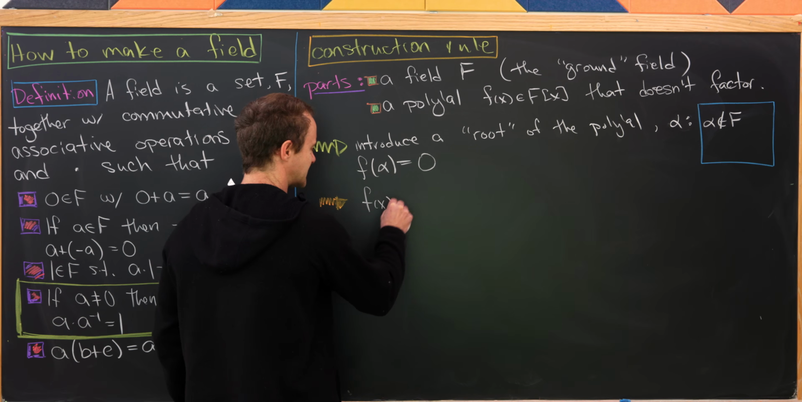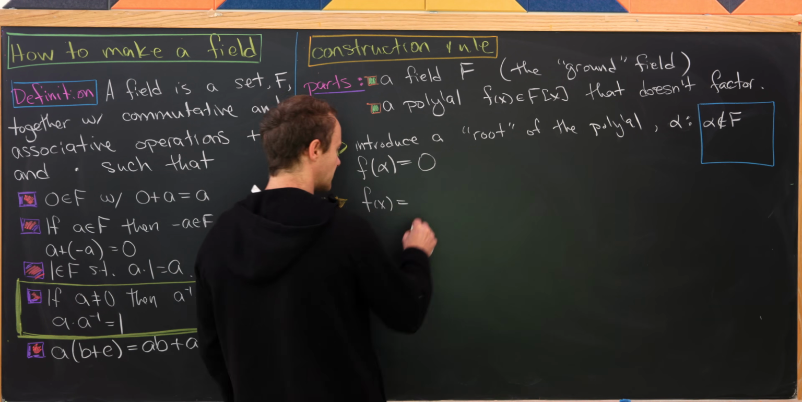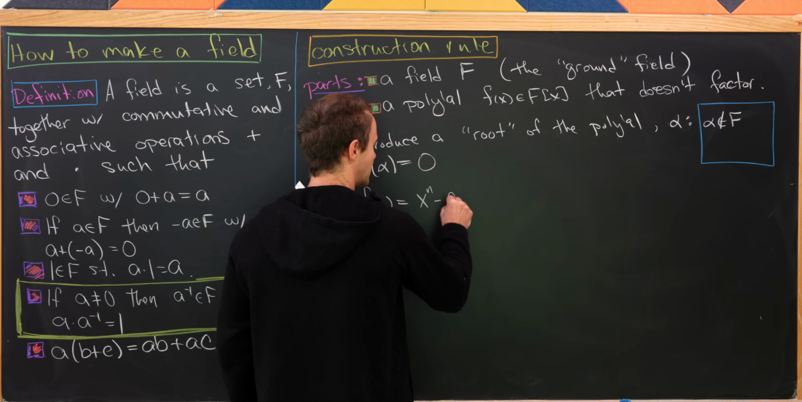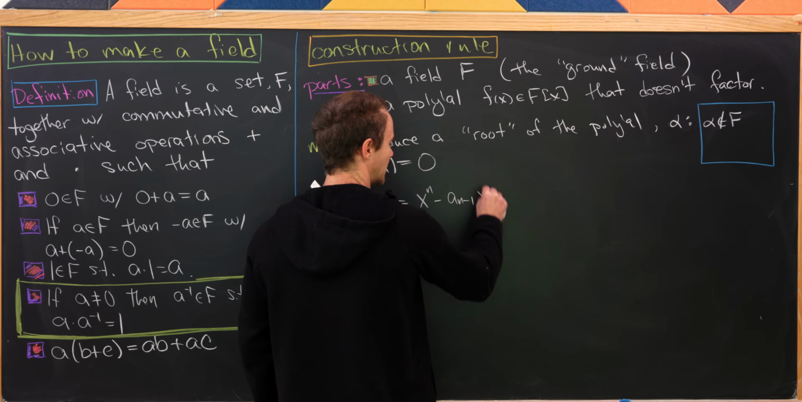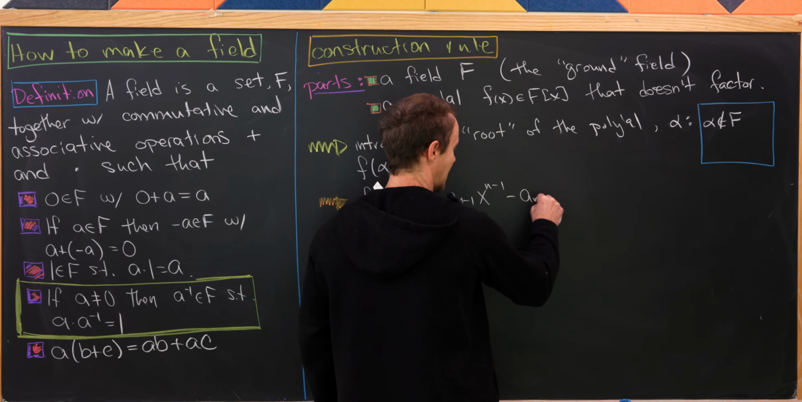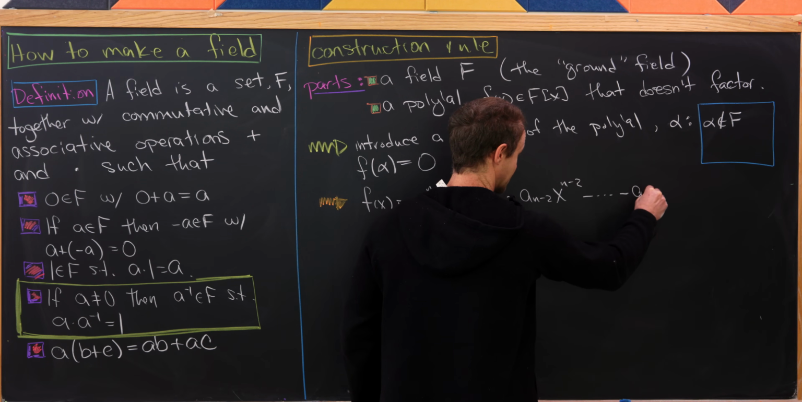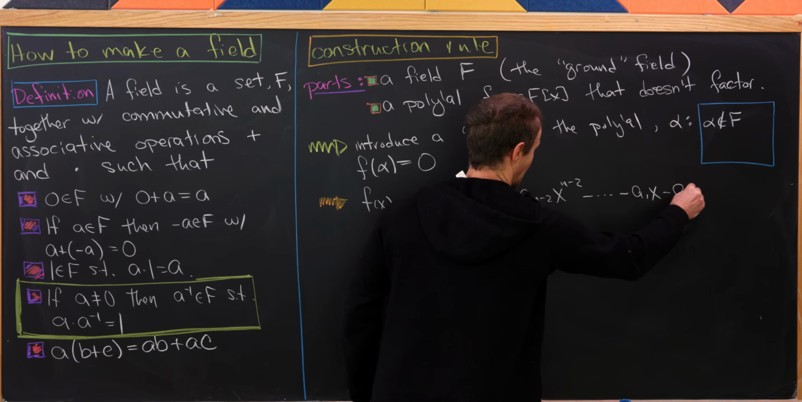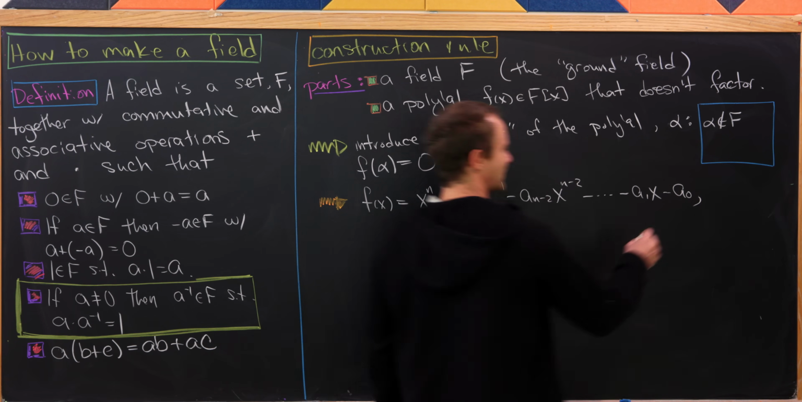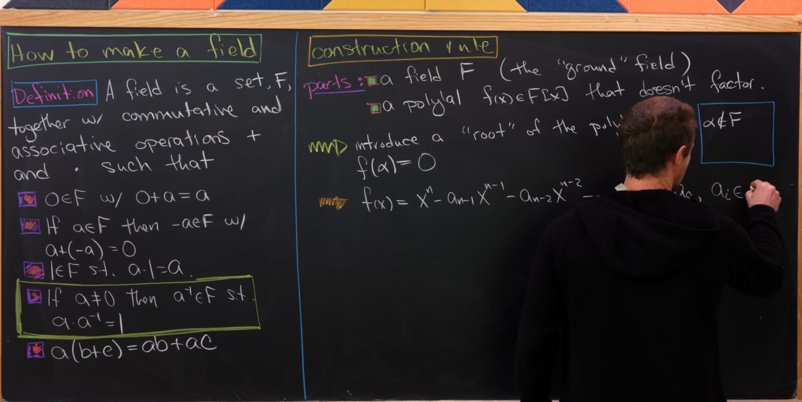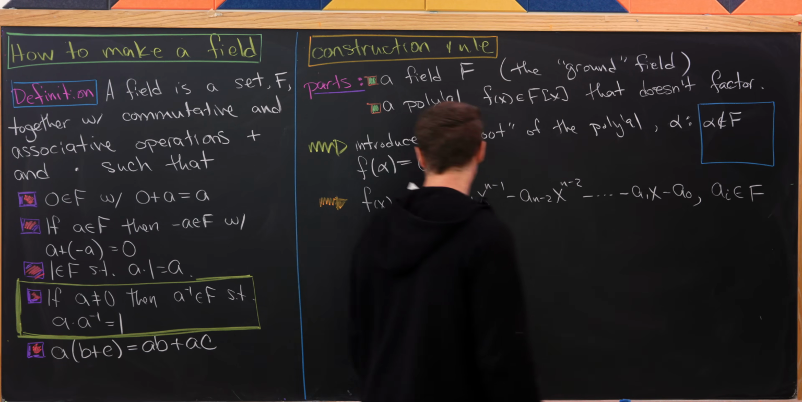Let's write f of x in the following format. I'm going to write it as x^n minus a_{n-1} x^{n-1} minus a_{n-2} x^{n-2}, minus all the way down to a_1 x minus a_0, like that. And I should say that all of these a_i's come from the field.